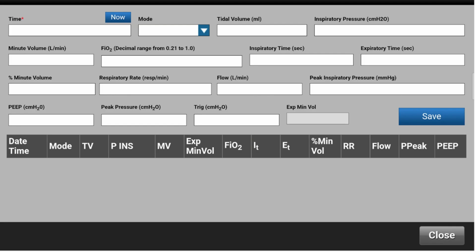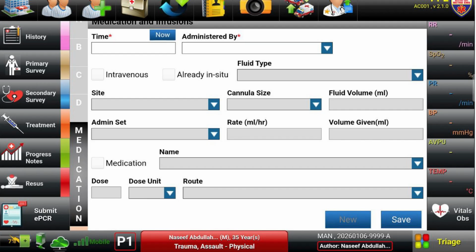If the patient was placed on a mechanical ventilator at scene and the mode and settings remained unchanged, only document one set. If any changes were made, complete another set.